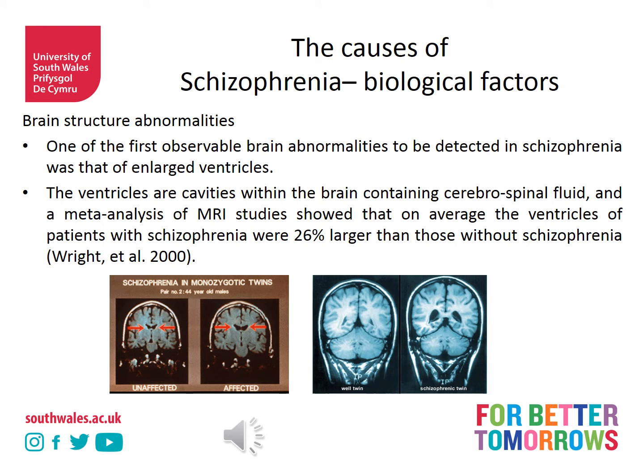The next proposed biological cause of schizophrenia relates to brain structure abnormalities. And one of the first observable brain abnormalities to be detected in this disorder is that of enlarged ventricles. Ventricles are cavities within the brain containing cerebrospinal fluid, and it seems that these areas of the brain are larger in those with schizophrenia in comparison to those without. And you can see the enlarged cavities in these two illustrations here.